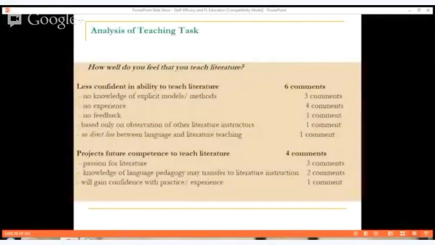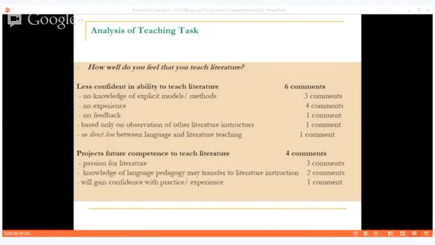So then we kind of worked again using that framework, how well do you feel that you teach literature? They said they felt less confident in their ability to teach literature, although they project that they will feel confident in the future. And this notion that I feel that I gain an important skill set in my teaching of lower level courses, but it's not a direct line from teaching language to teaching literature.